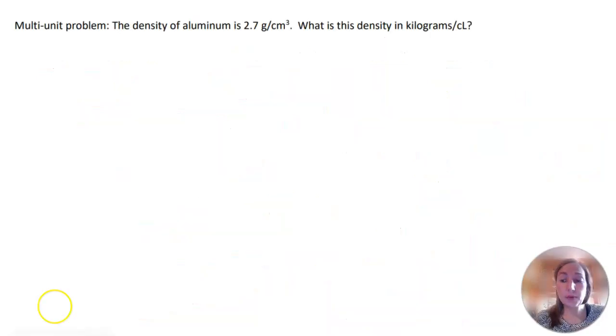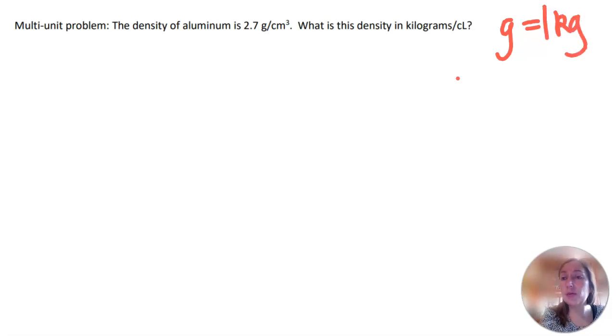So, okay, we have one more multi-unit problem here. The density of aluminum is 2.7 grams per centimeter cubed. What is the density in kilograms per centiliter? Okay, so we're trying to get from grams to kilograms. Well, we know in every 1 big kilogram there are 1,000 little grams, so we can use that conversion.